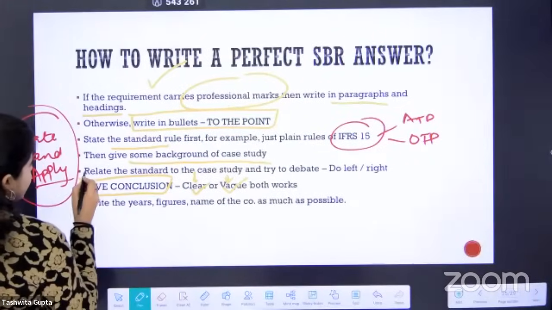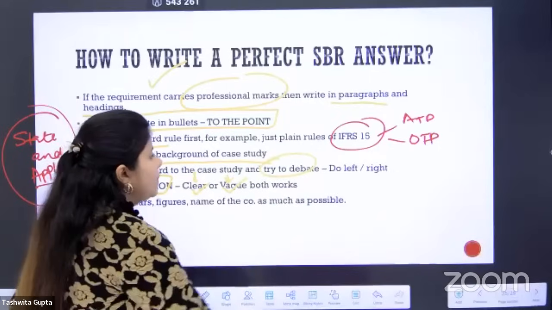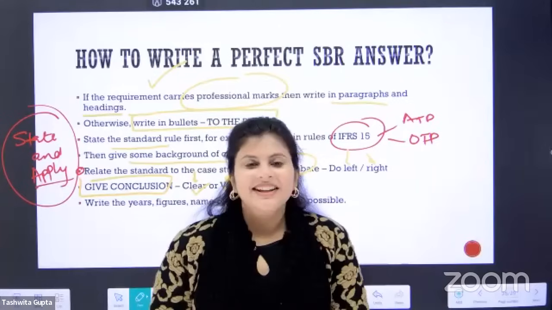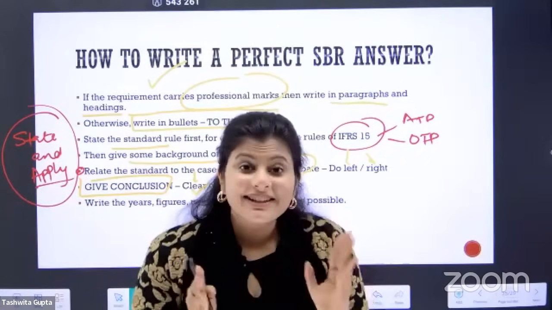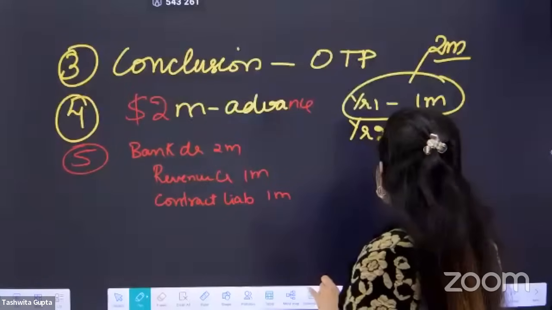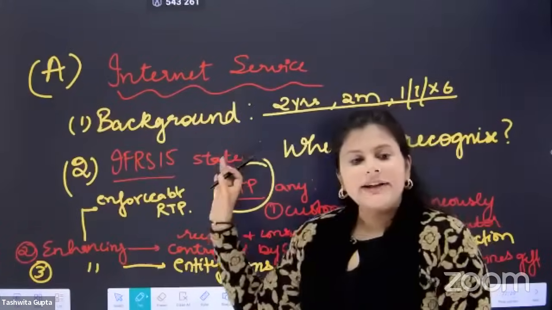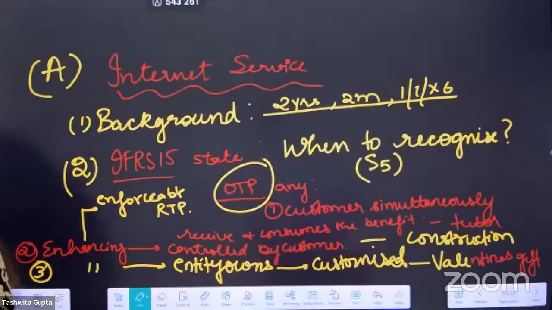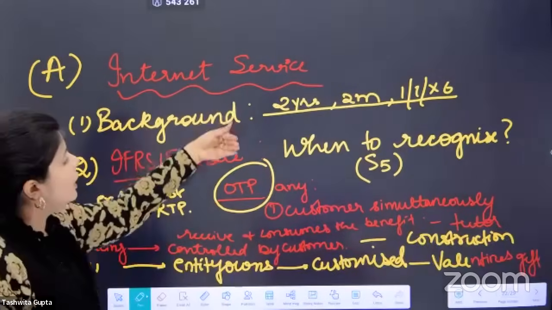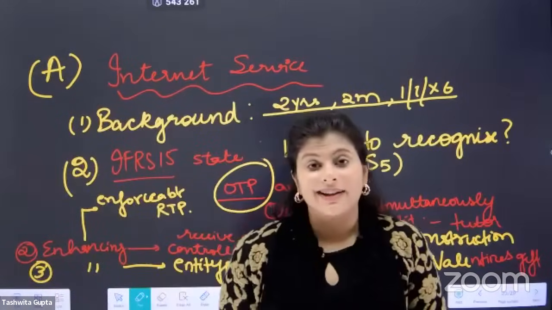Before giving the conclusion, I missed this point: relate the standard to the case study and try to debate. Do left, right. That doesn't mean that while giving the exam, you start doing left, right. You have to make the examiner think left and right. So when I was concluding that the revenue should be recognized over time in the internet service, I can make the examiner wonder also. If there was a scope of wondering, I would have said why it is not at a point in time.